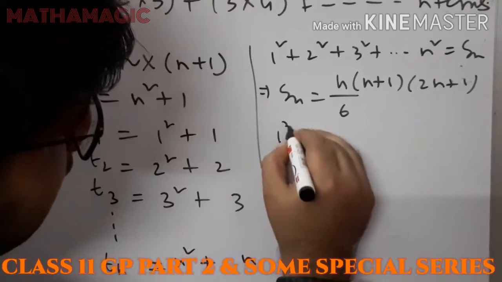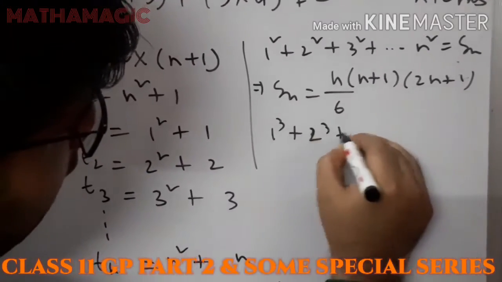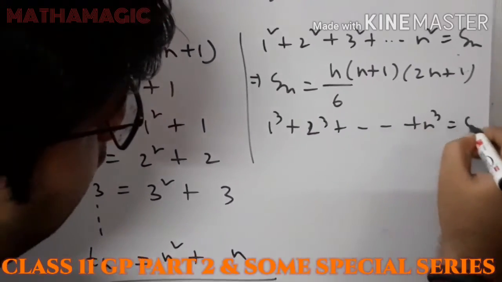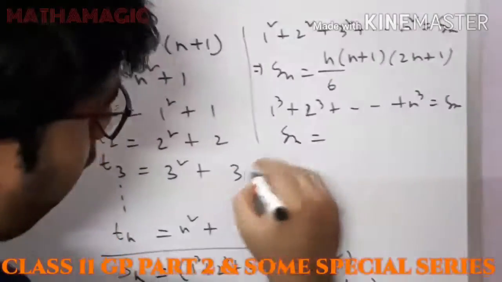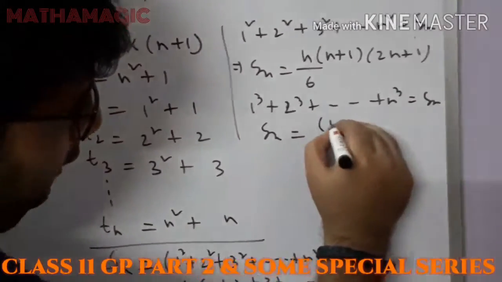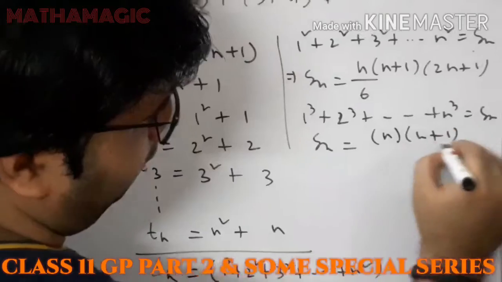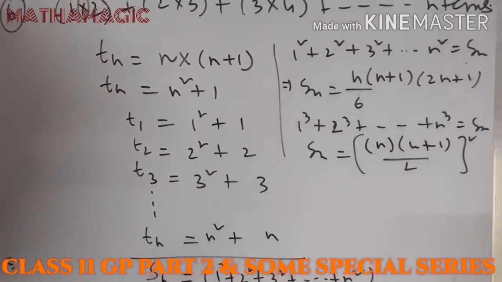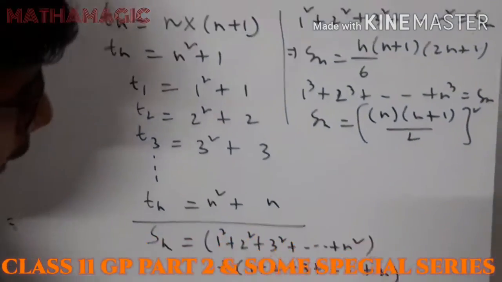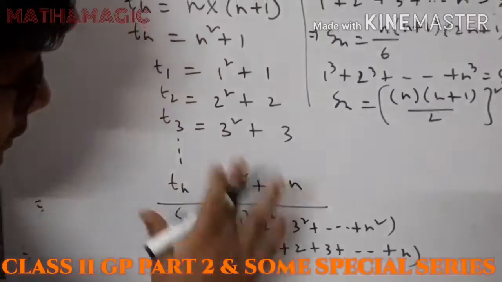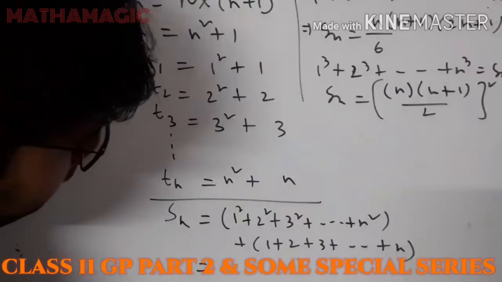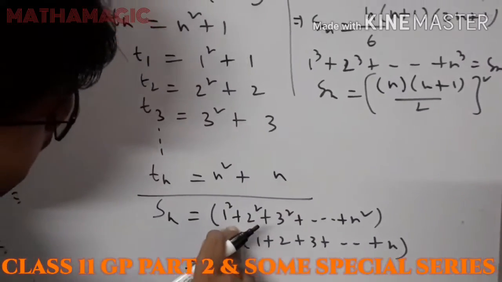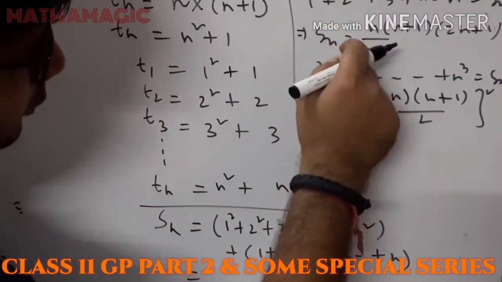And if we have a series 1 cube plus 2 cube plus dot dot up to n cube equals Sn, then the formula for the sum of the series is n into n plus 1 by 2 whole square. So please try to remember the formula, because we will be needing this kind of formula many times. We have to use those. So this is the formula for a series of this kind, so you have to use this formula.